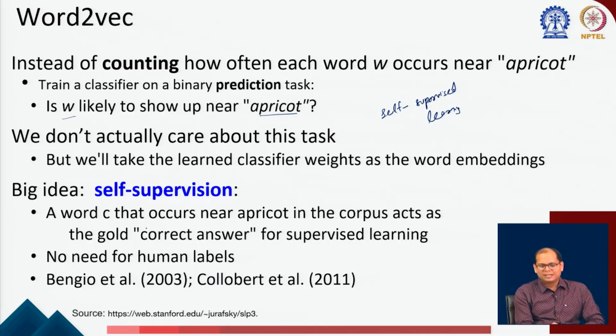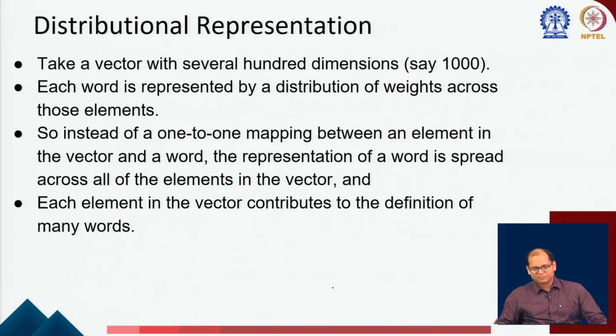So, a word C that occurs near apricot in the corpus actually acts as the gold correct answer. You do not have to manually label this. This is treated as the gold correct answer for supervised learning. No need for human labels, and this idea started from Bengio's paper in 2003. Collobert 2011 also proposed something similar. So, what will we do in this word2vec?